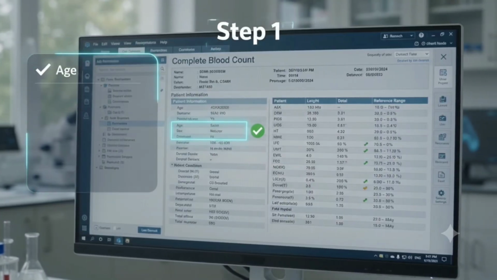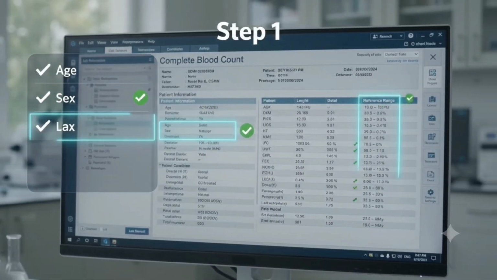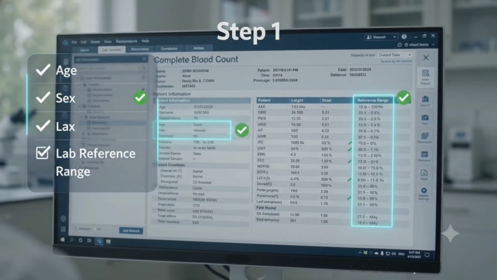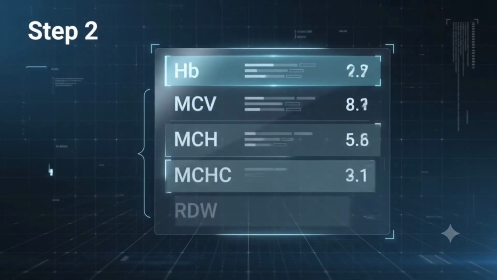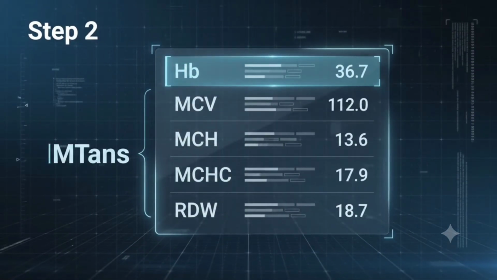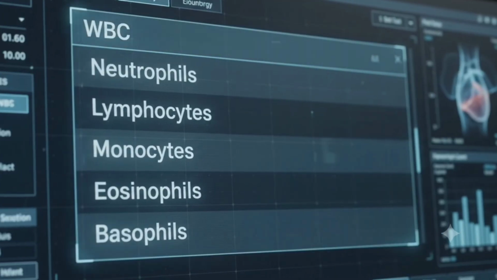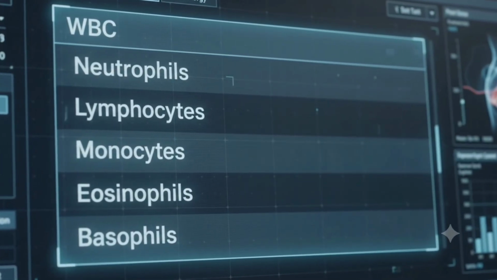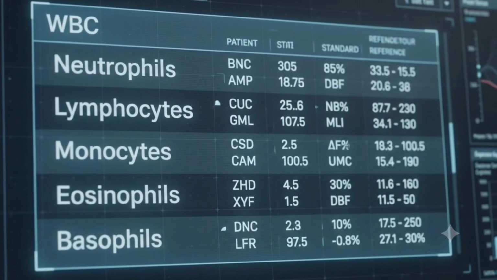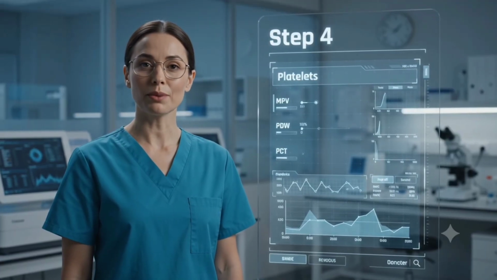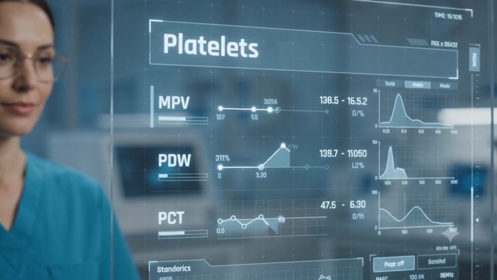Always begin by checking the patient's age, sex, and reference ranges. Next, evaluate hemoglobin and red blood cell indices to identify anemia. Now review the white blood cell count and differential. Finally, assess the platelet count and platelet indices.